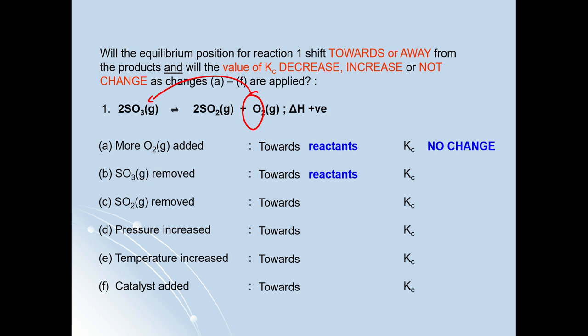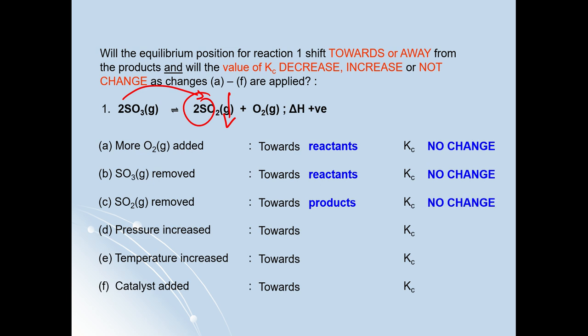Adding SO3, we add some SO3, we remove SO3, the equilibrium tries to make SO3. How does it do it? Equilibrium moves to the left. Kc doesn't change. We take away our SO2, the equilibrium will try and replace it. How does it do that? It moves to the side of the products.